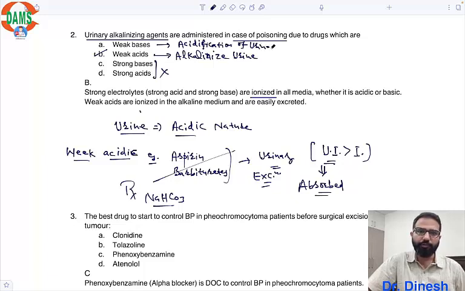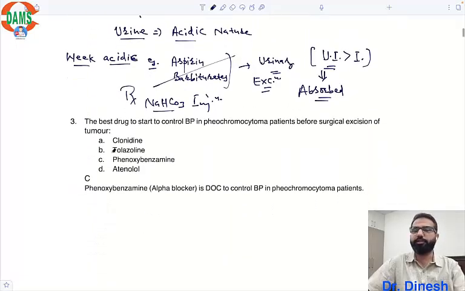So that is the treatment. In aspirin poisoning and barbiturate poisoning, soda bicarb is the drug of choice. So that is the correct answer: soda bicarb injection.